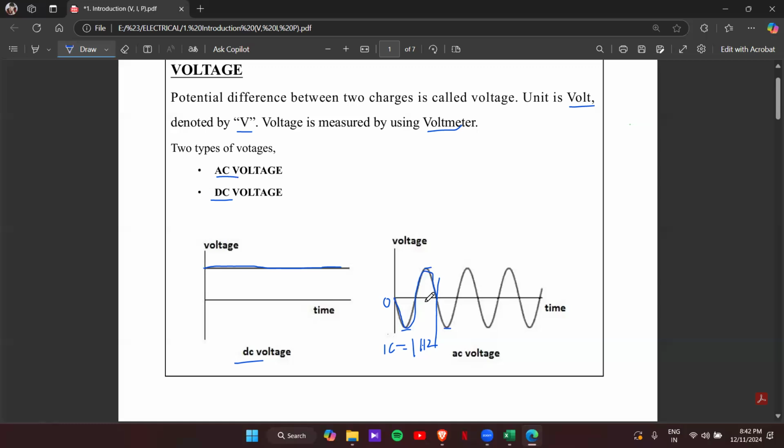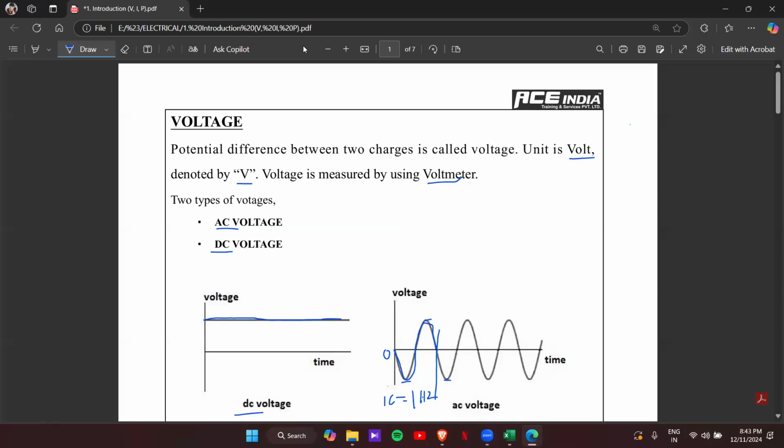A DC example is the battery. The power you get from a battery is DC, because DC can be stored. We cannot store AC voltage; it can only be used for transmission purposes. But DC we can store. So that's the difference between these two. Clear? Any doubt in this one? The voltage part.